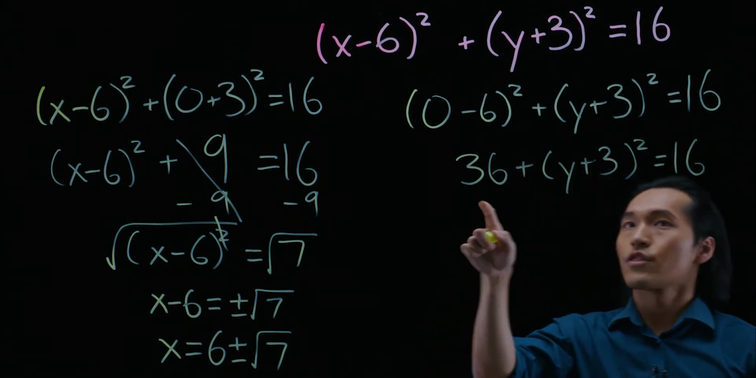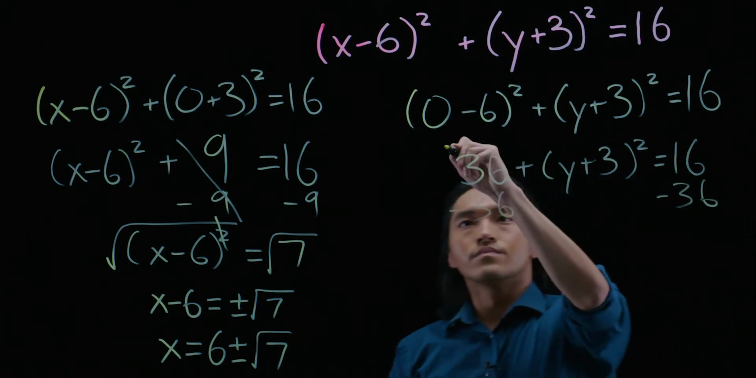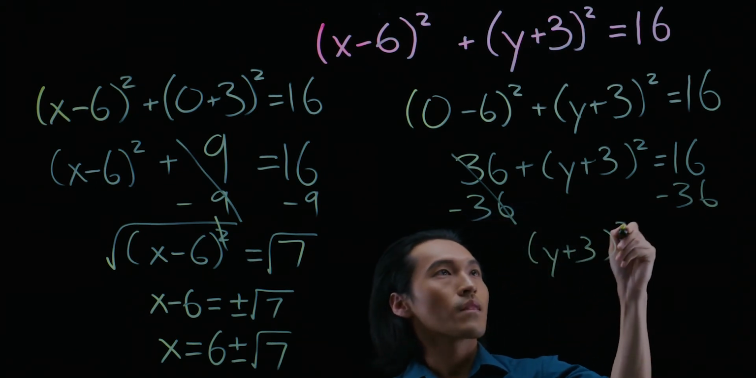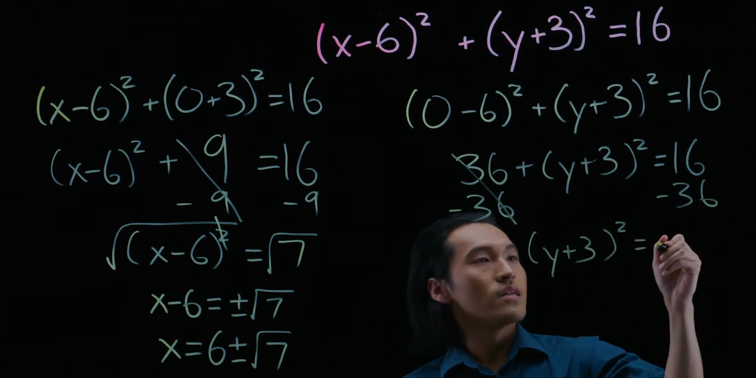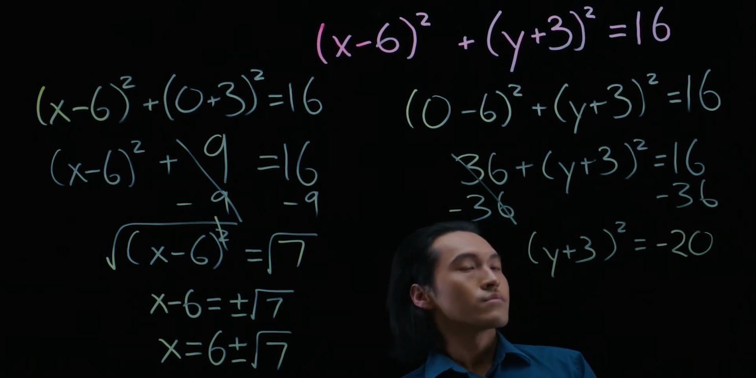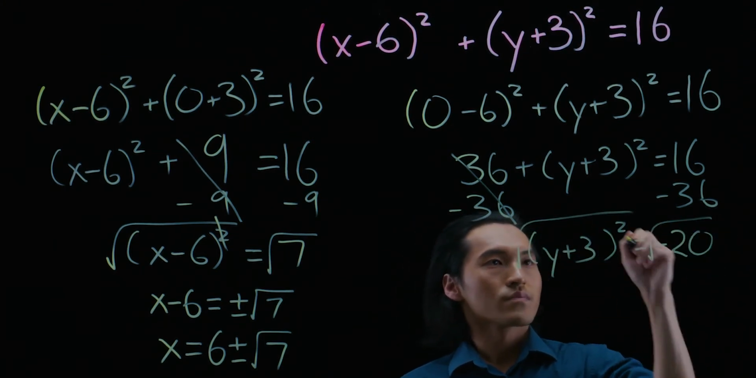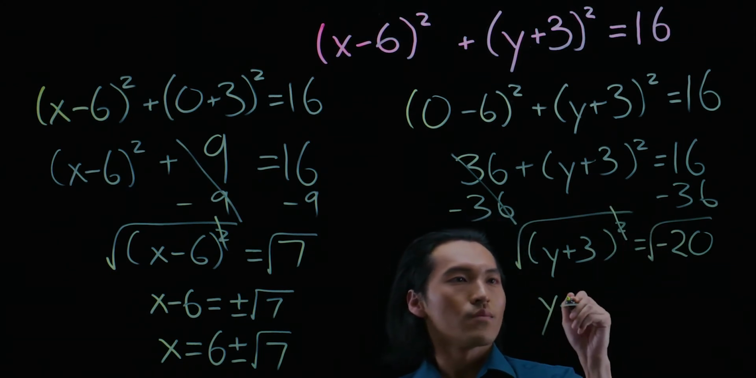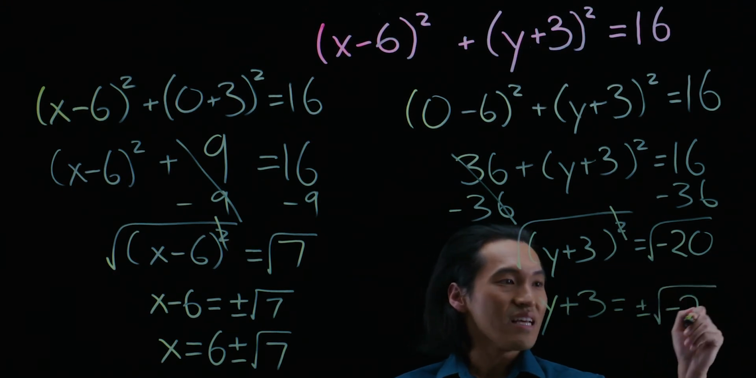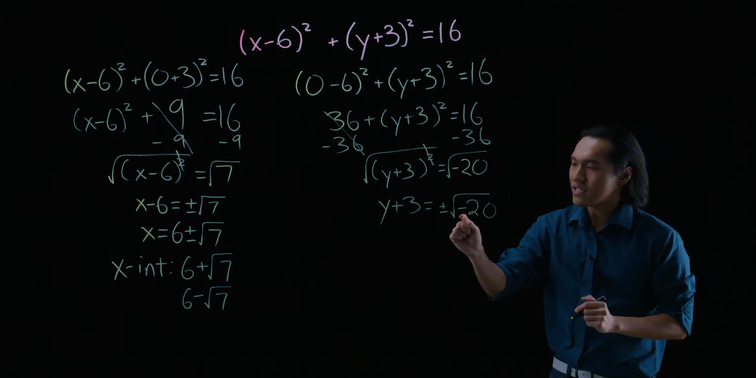Now we can subtract 36 from both sides. This cancels out, so then we're left with (y plus 3) squared is equal to negative 20. And then in order to get rid of the square, we can square root both sides. This cancels out. We're left with y plus 3 is equal to plus or minus the square root of negative 20. Now remember, we're not allowed to have negatives inside of square roots.